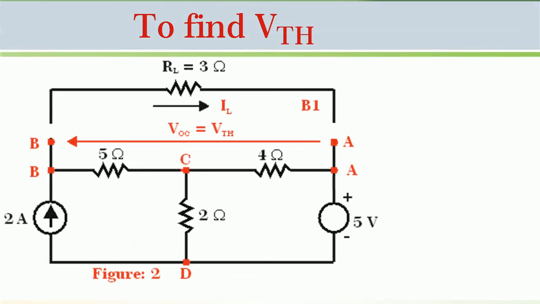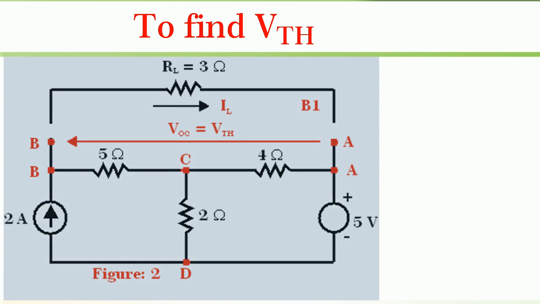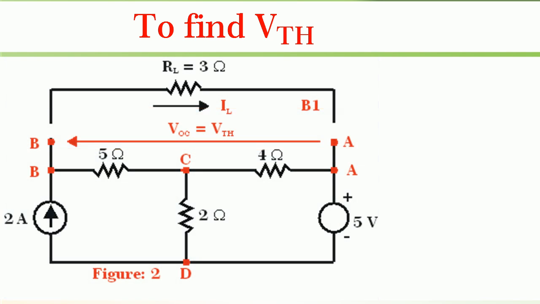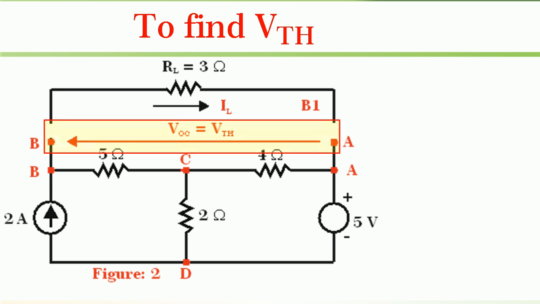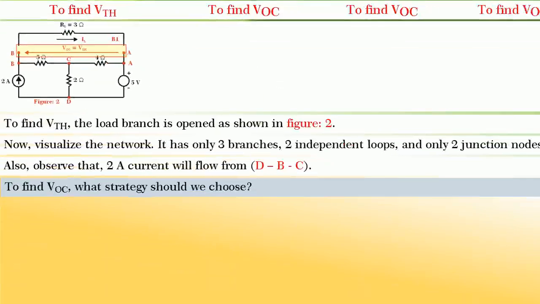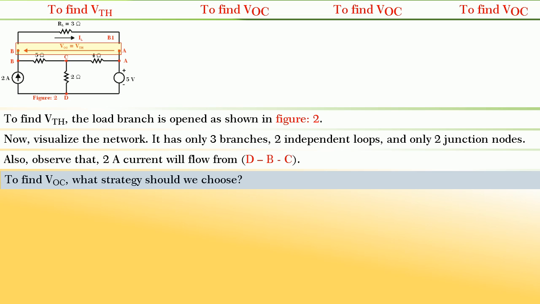To find V Thevenin, the load branch is opened as shown in figure 2. Now if you visualize the network, it has only three branches, two independent loops and only two junction nodes. Also observe that 2 ampere current will flow from D to B to C. To find VOC, what strategy should we use?